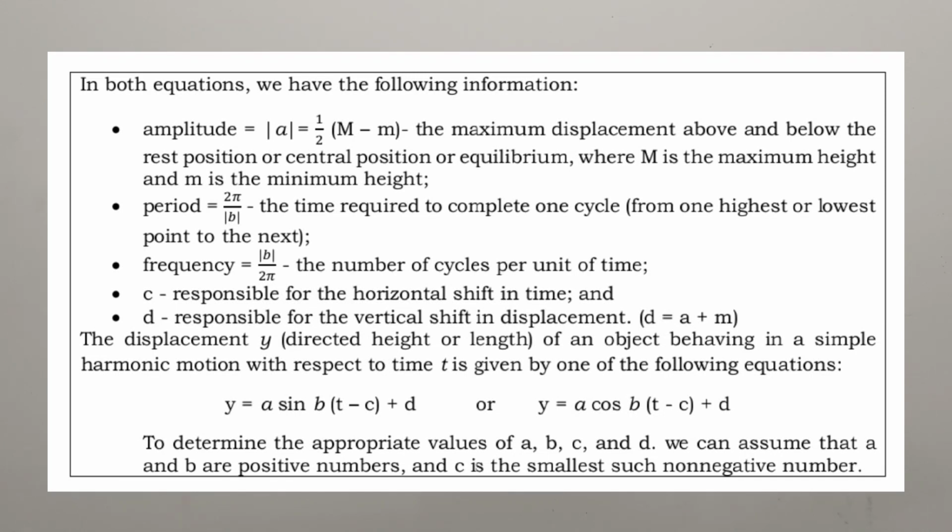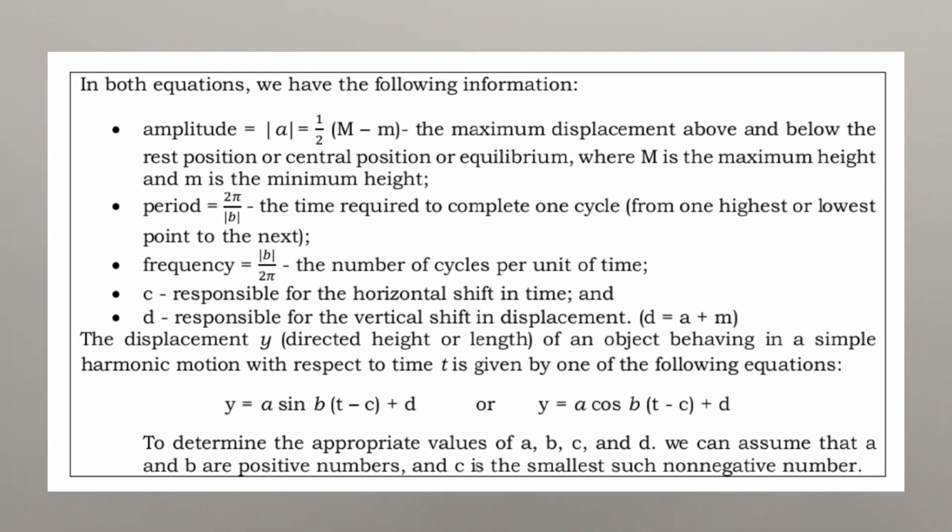For the frequency, that is the number of cycles per unit of time, the formula is the absolute value of b over 2 pi. What would be this c and d? This variable c is responsible for the horizontal shift in time. If the given has a shifting of time horizontally, that would be the value of c. Variable d is responsible for the vertical shift in displacement, that is from lower to top or from top to lower. D is equal to the amplitude plus the lowest point.